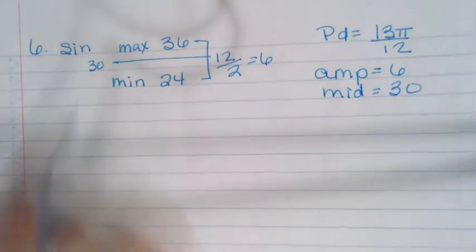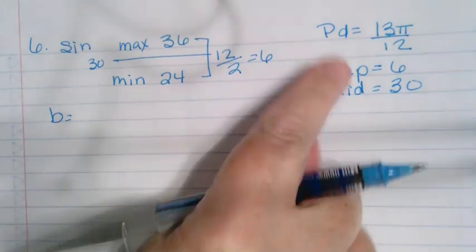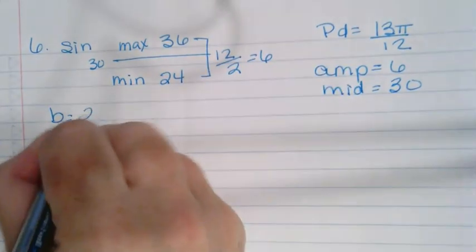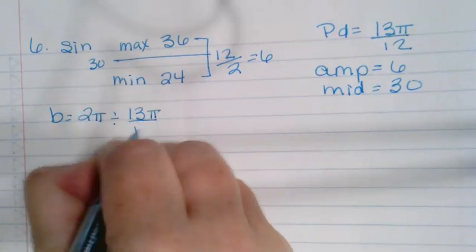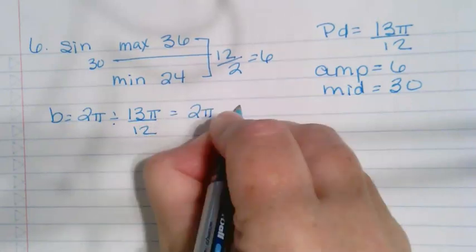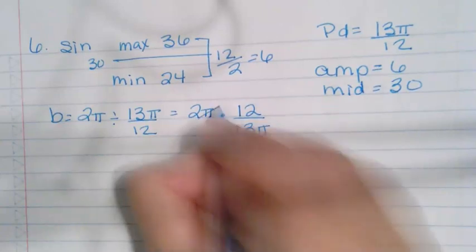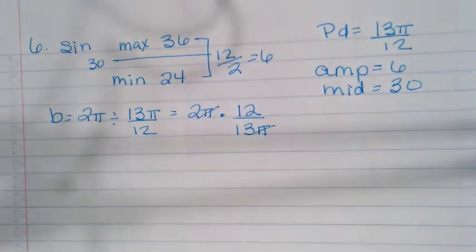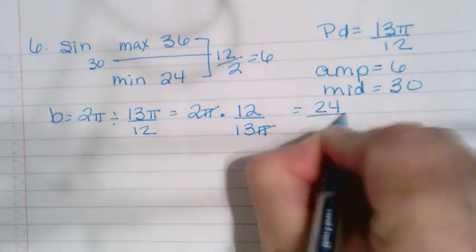Last but not least, we got to find our p-value. Okay, since period is a fraction, we're going to do this. Divide it by 13 pi over 12. Keep, change, flip. I'm going to go ahead and cancel out my pi's. So 2 times 12 is 24 over 13.